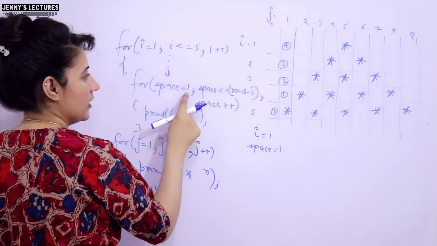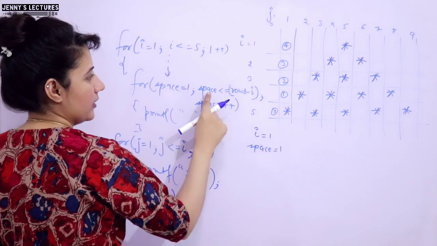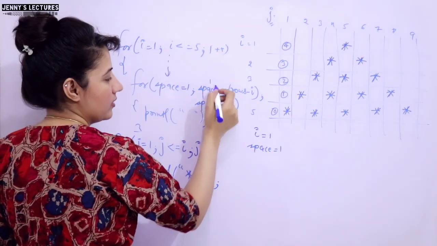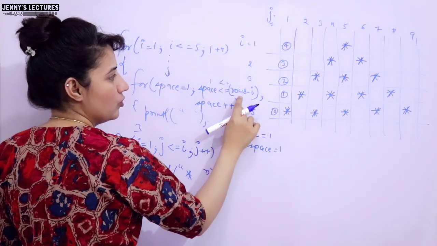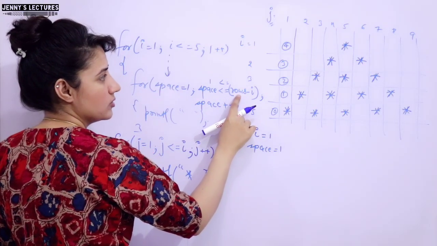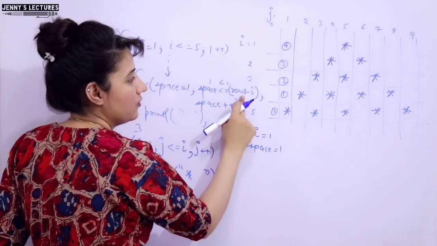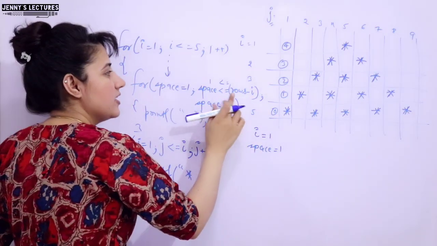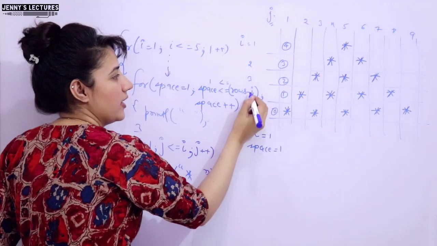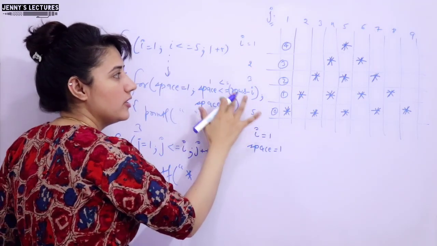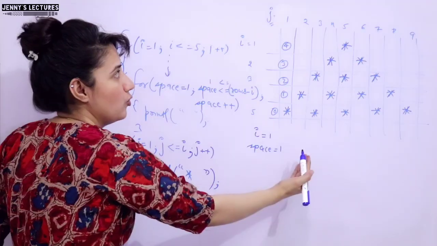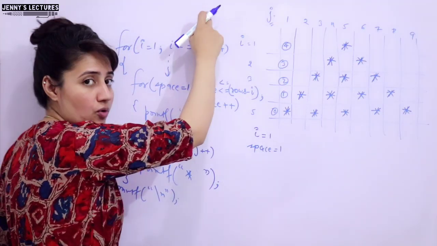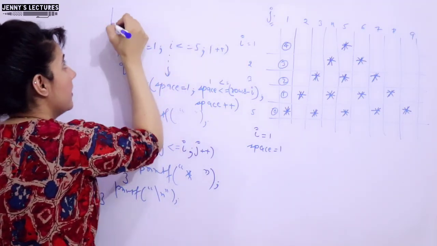Space is a variable, we will initialize it with 1. Now see the condition: 1 less than equal to rows minus I, number of rows. How many number of rows? Here we are taking the number of rows fixed, that is 5, right? So in this case you can also write 5 minus I, or if you want the user to enter the number of rows you want to print, you can simply ask the user here using printf and scanf.